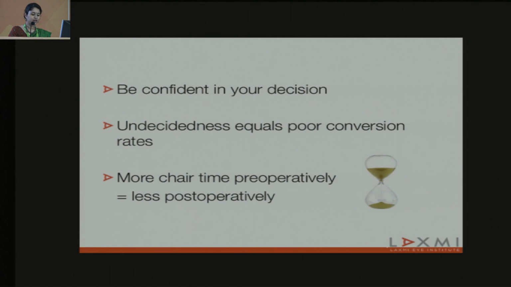In the end, I would say be confident in your decision, and if you know that the lens works well in your hand, go for it. Undecidedness equals poor conversion rates, so be confident. And spending more time preoperatively definitely will lead to less time spent with the patient post-operatively.